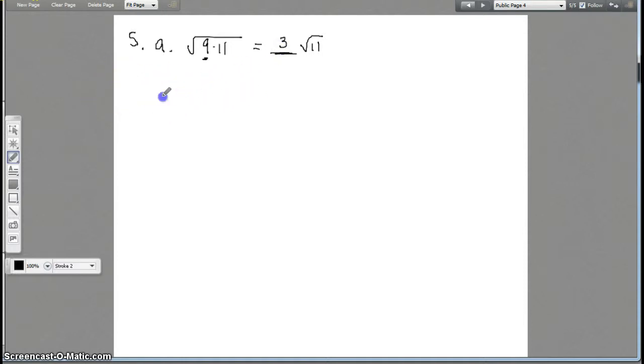Let's jump down to part C. Part C is the square root of 16 times 36. And this just says equals blank.